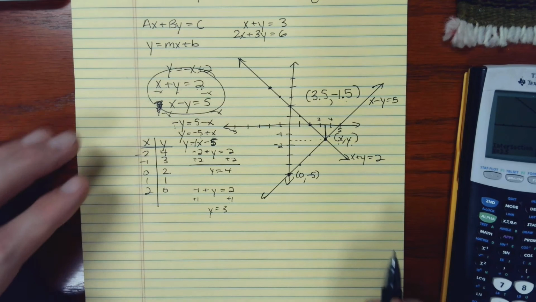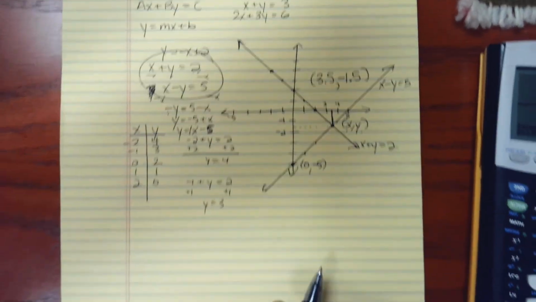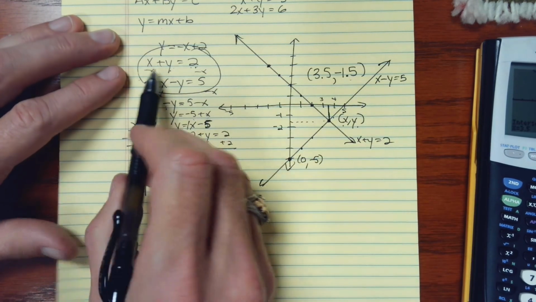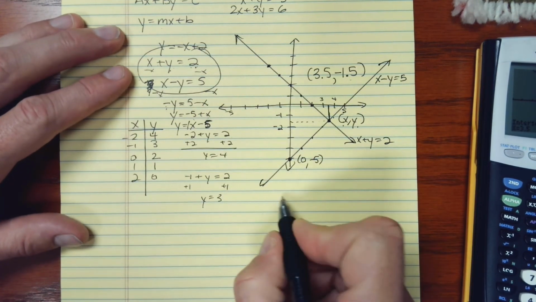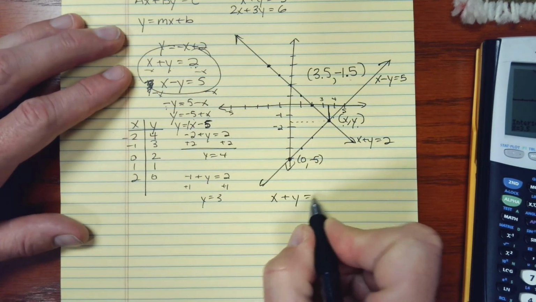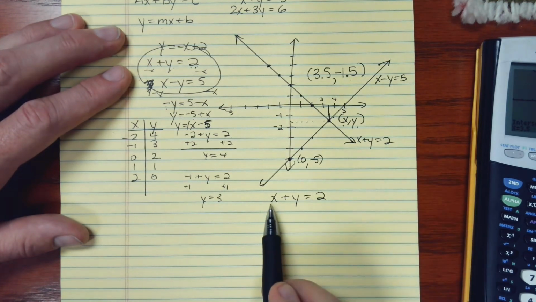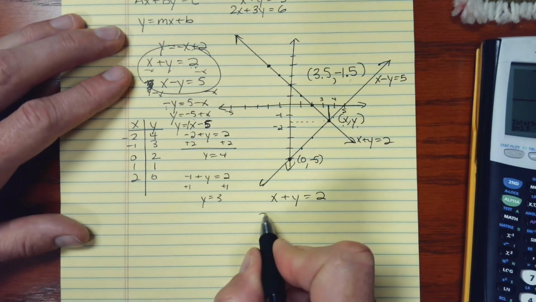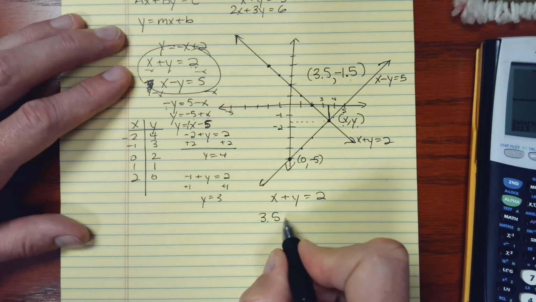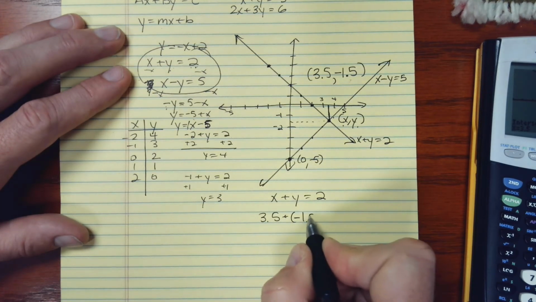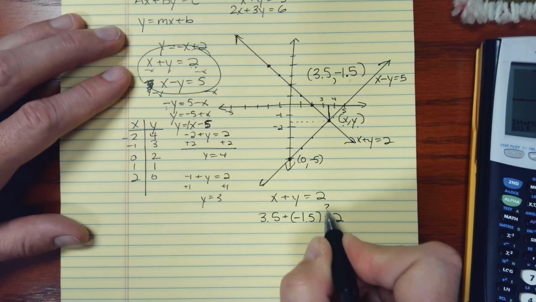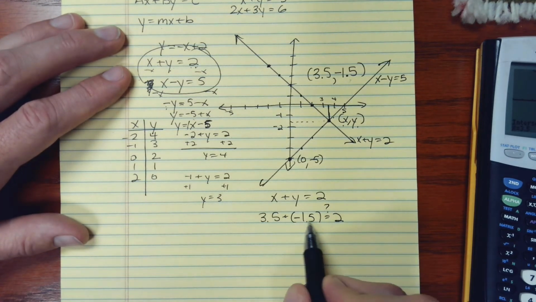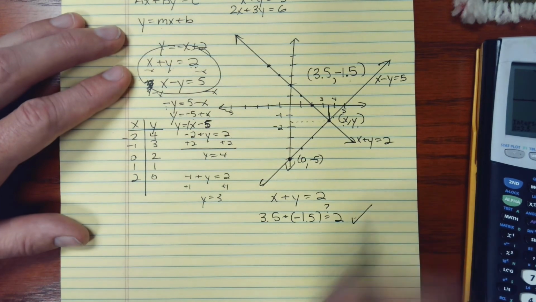Now, another way to think about this, and I mentioned this before, is that this ordered pair will satisfy both of these equations. So when I take x plus y equals 2, and when I replace the x with 3.5 and the y with negative 1.5, I'll have 3.5 plus negative 1.5 equals 2. I'm just verifying to see if this is true. 3.5 minus 1.5, sure enough, is 2.